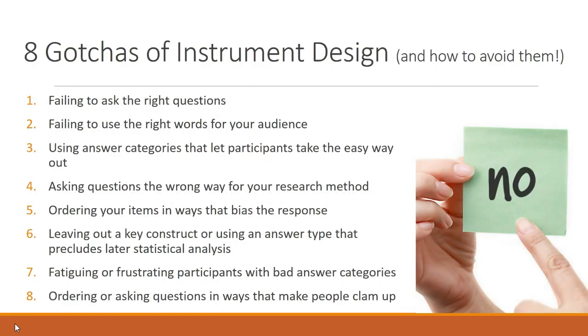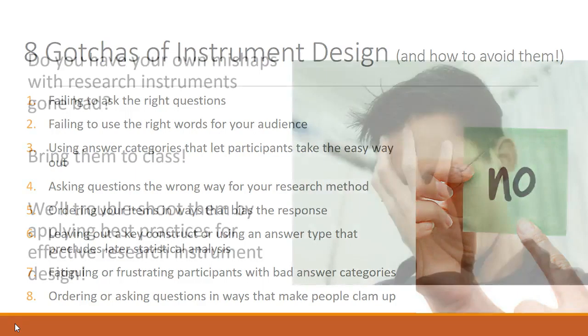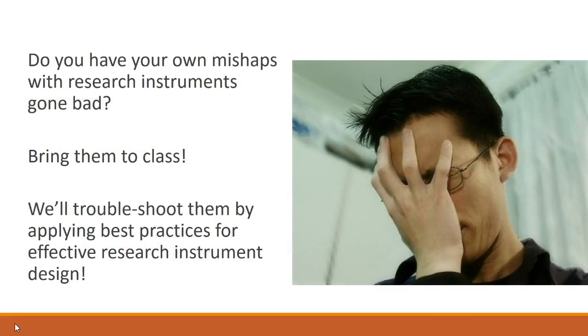Those are just a few of the things that we'll go over when we meet, but I'd like you to also begin thinking of problems that you may have had in instrument design in the past. Have you had your own mishaps with research instruments that have gone bad? Have you had problems with the data once you got through with the survey or through with the focus groups and found that you left something out? Bring those problems to class.